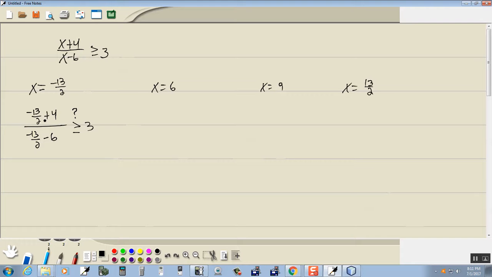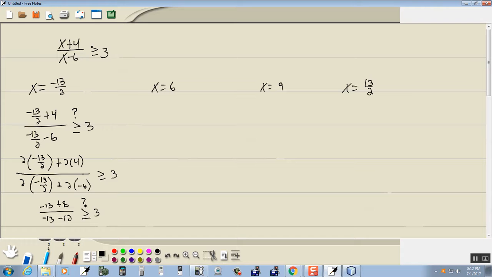To simplify a complex fraction, you multiply everything by the LCM of all your denominators. We have 2 and 2, and I'm talking about the inner denominators here. Since these are both the same, our LCM would be 2. So we'll take 2 times negative 13 halves, 2 times 4, and down here 2 times negative 13 halves, and 2 times negative 6. Those 2's cancel, and I got negative 13 plus 8 over negative 13 minus 12.